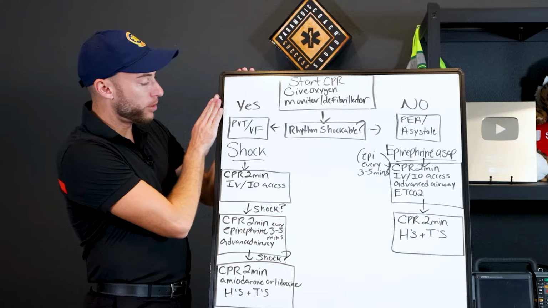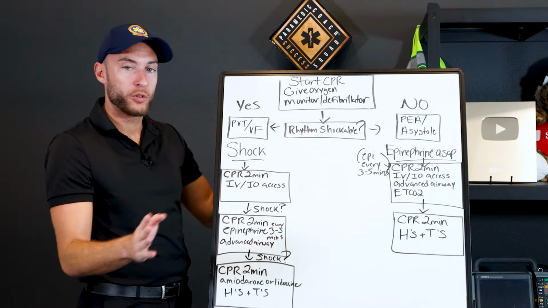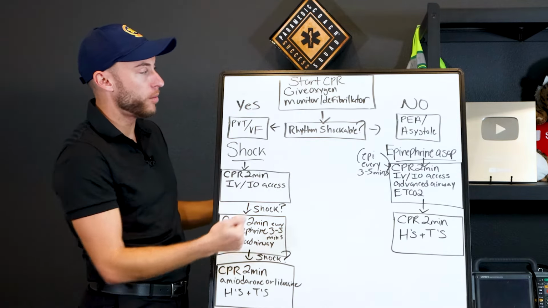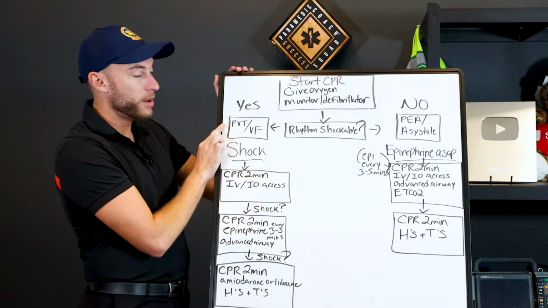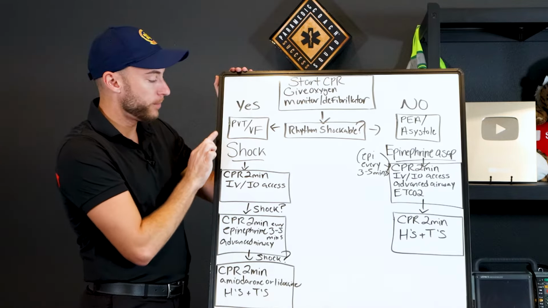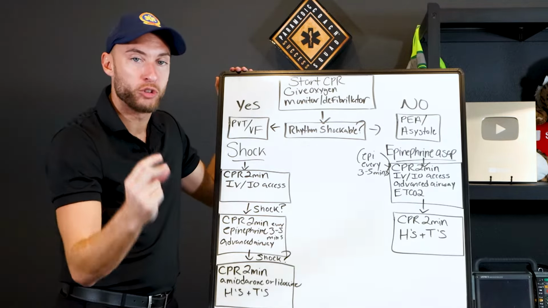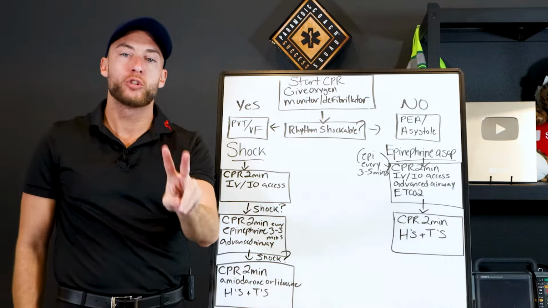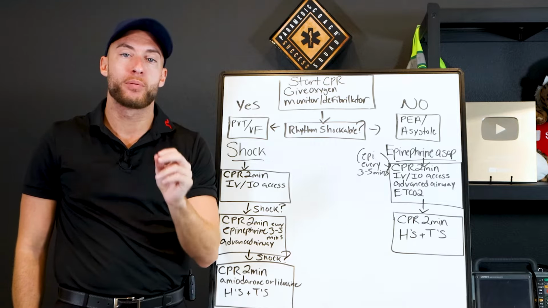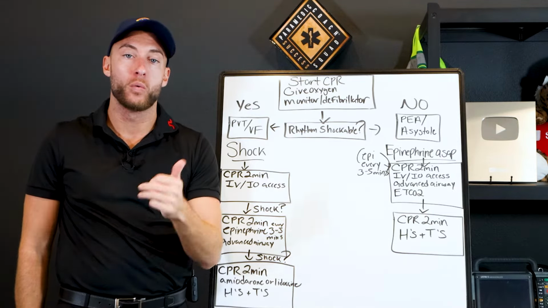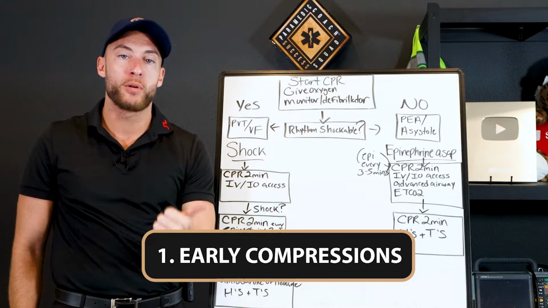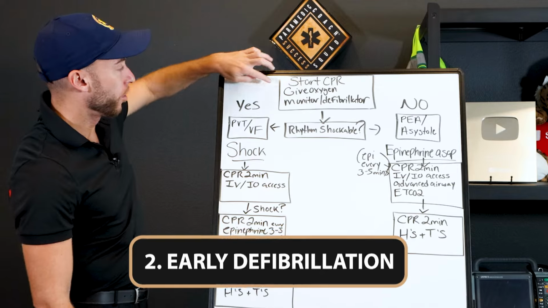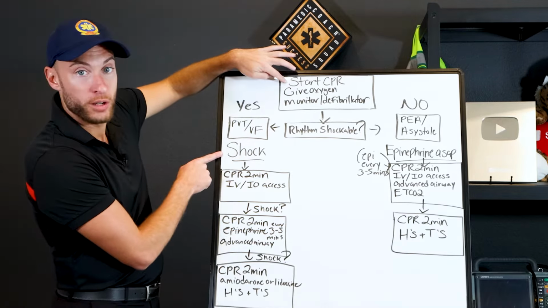So first, let's start with this patient: unresponsive, not breathing, no pulse. We did CPR, established oxygen and airway, and the monitor and defibrillator are attached. We see they're in VT or VF, either one. The first thing we do immediately is go ahead and shock. Why is it set up like this? Because there are 2 main things that will improve the outcome in a cardiac arrest. One is early compressions. The second is early defibrillation. Notice: early compressions, early defibrillation, right?